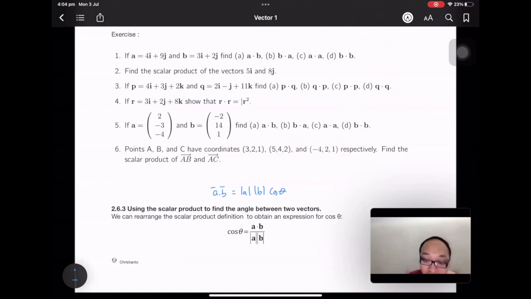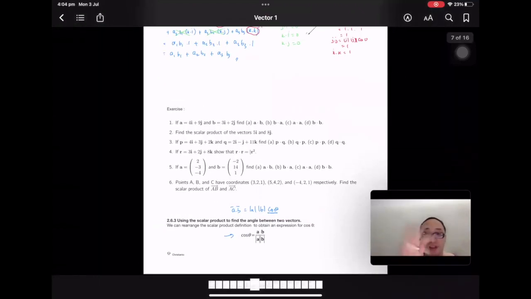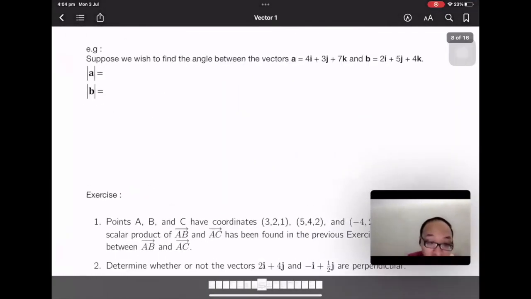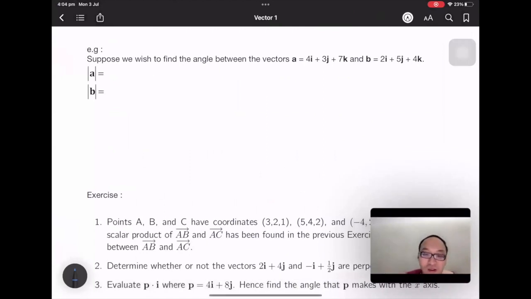And then we can make cos theta the subject. So we just rearrange the expression and we have cos theta equals A dot B divided by magnitude A times magnitude B. For example, we have vectors A and B. Find the magnitude A. So magnitude A is the square root of 4 squared plus 3 squared plus 7 squared, equals the square root of 16 plus 9 plus 49, the square root of 74.